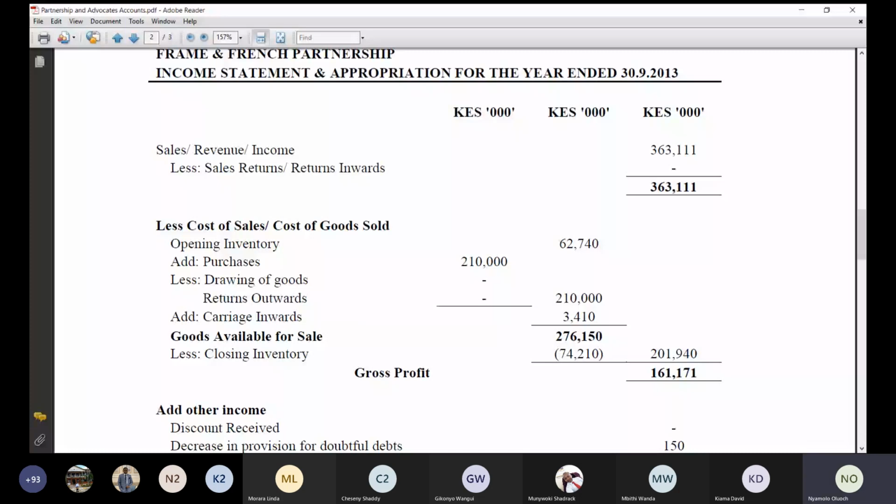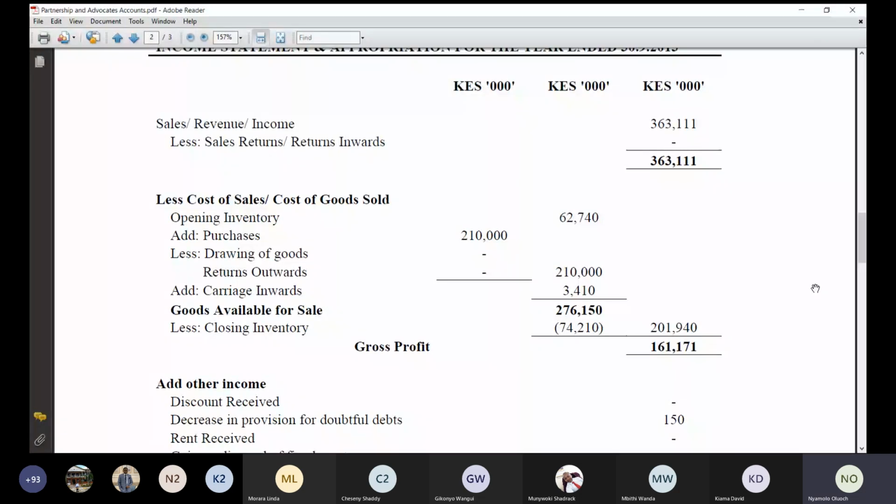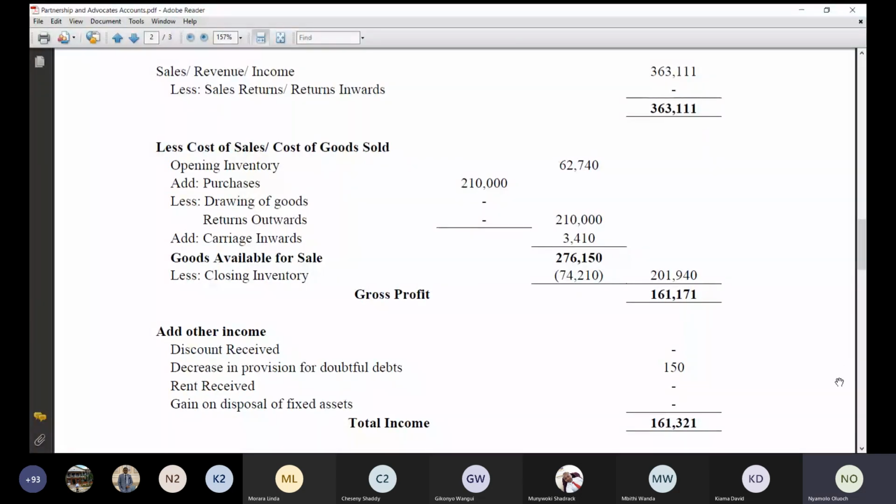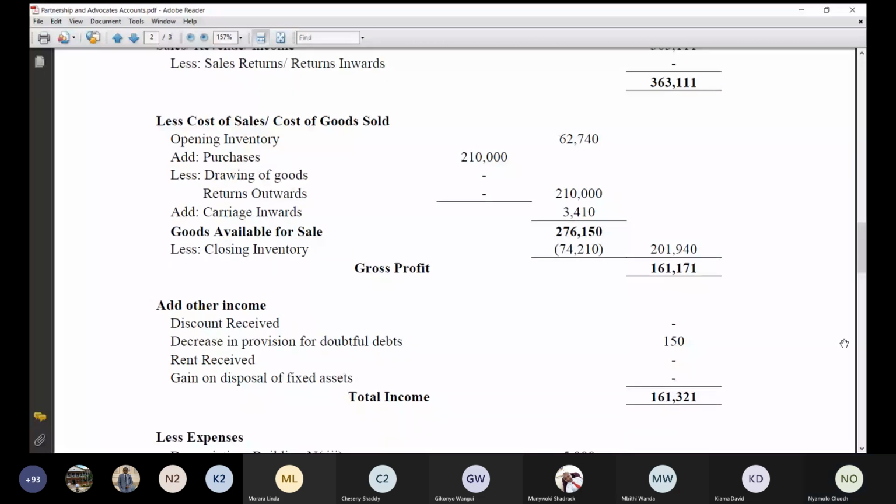That 201,940,000 we less from our sales, and we get a gross profit of 161,171,000. This must be very rich people. So we said that income would then be adjusted for other income.